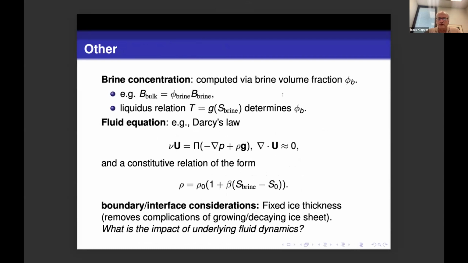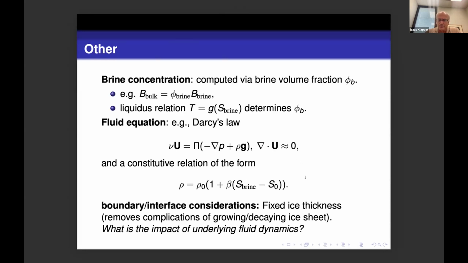And there are other things going on here as well. We need to compute brine volume fraction. This comes from the relation I talked about before between brine concentration and temperature and ice and stuff like that. And then there's the fluid equation. So it seems to be typical to use Darcy's law inside of the ice. So we're fine with that, although we simplify down a bit. It looks like this, and there's a buoyancy term, which is actually driving the action.